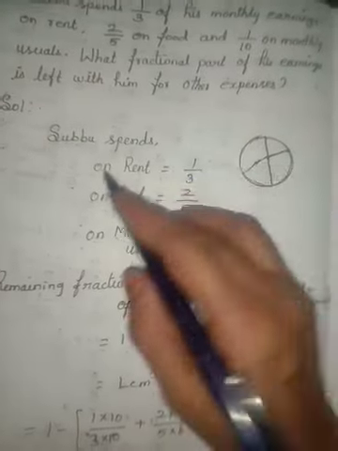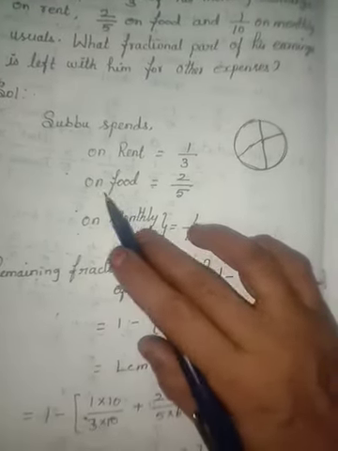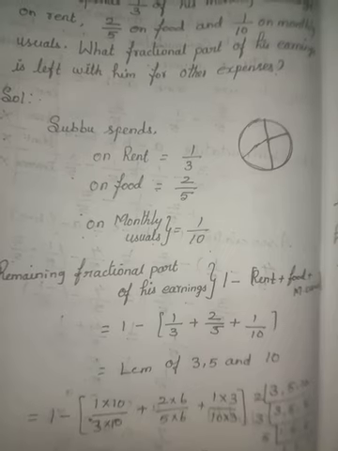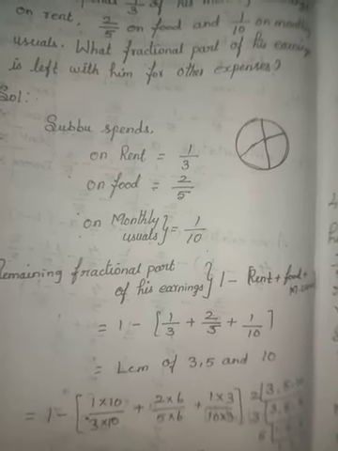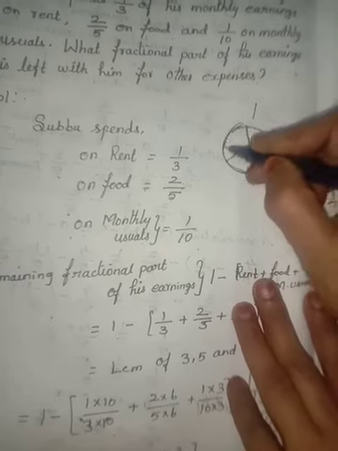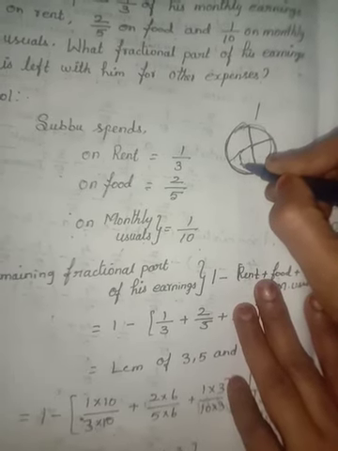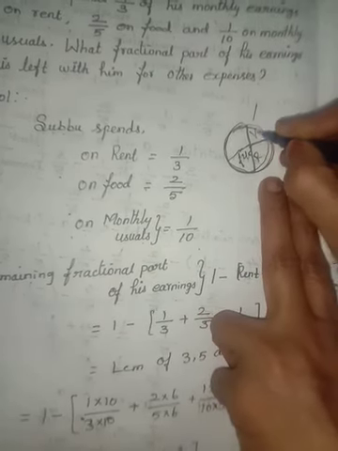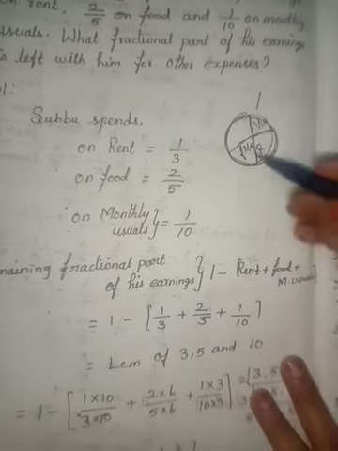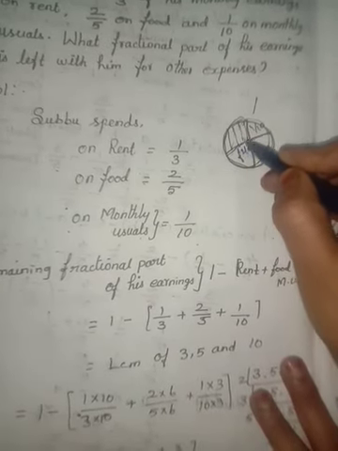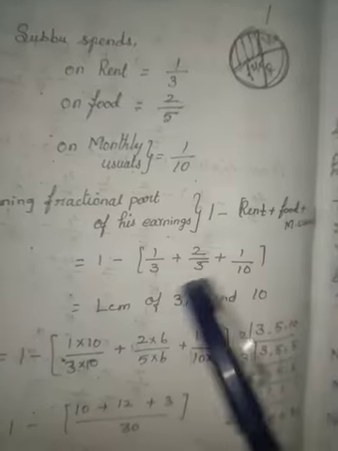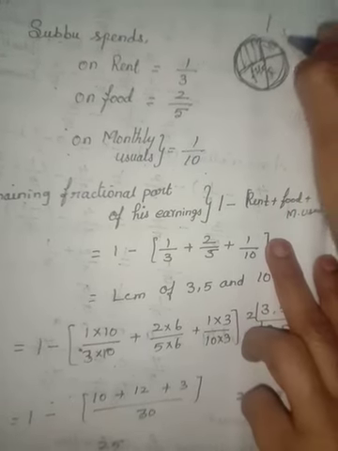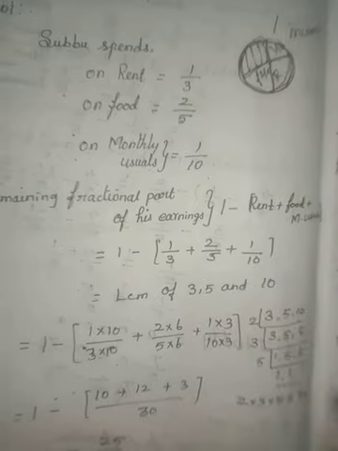So Subbu spends on rent 1/3, on food 2/5, and monthly usuals 1/10. So what is a fraction? A fraction is a part of a whole. So we are taking the fractions from the whole. This is the whole. We are taking food equal to 2/5, rent equal to 1/3, and monthly usuals equal to 1/10. They are asking for the remaining part. How can you find it? The remaining fractional part of his earning. The whole represents his salary, his income.